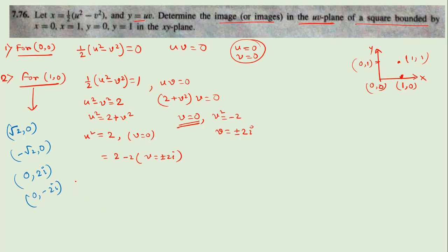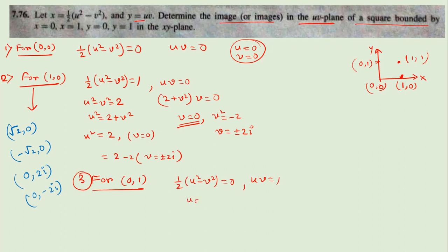Similarly, for (0, 1), that is x equals 0, y equals 1, we get half of u squared minus v squared equals 0 and uv equals 1.